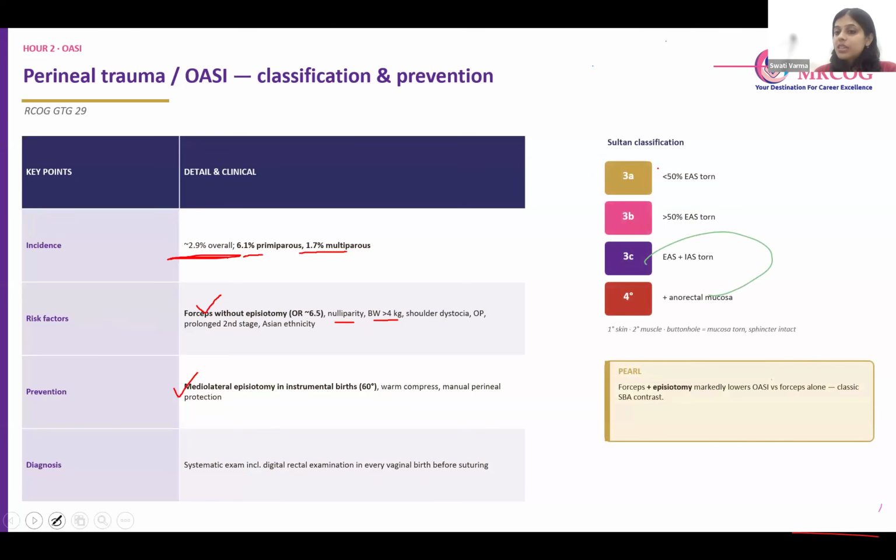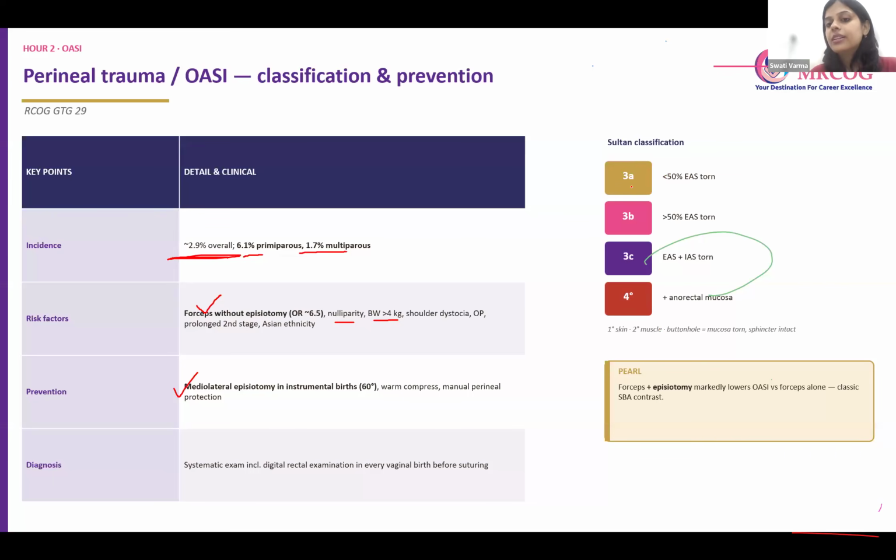Next is the classification. Very, very important. Grade 3 is categorized into 3A, 3B, 3C degrees actually. So first degree is only when skin is involved. Second degree, when muscle is involved. Third degree, when the external anal sphincter is torn.